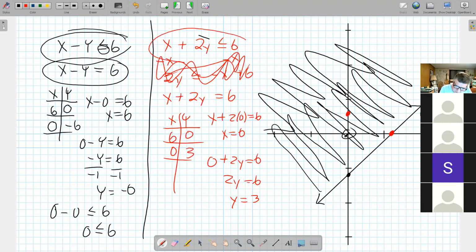Going back to the actual original inequality, I see that we did have equals, so I'm going to draw a solid line through those 2 points. Let's see here.